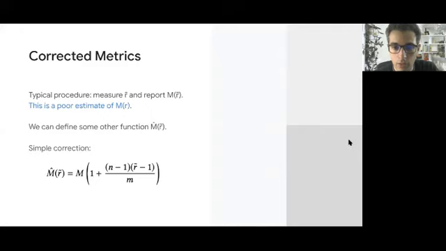The first simple correction one can make is to use an unbiased estimate of the true rank instead of the observed rank R tilde. This is easy to implement. It just consists of an affine scaling of the measured rank before applying the metric, and is given by this expression here.